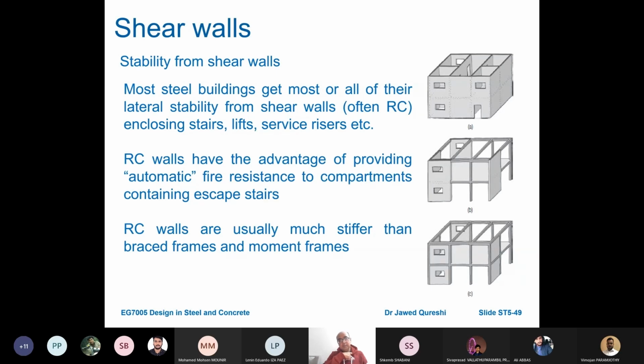They provide quite higher stiffness, and the reason is that the second moment of area is equal to BD cubed over 12. The depth of the wall is quite high. So if this is a shear wall, you can see that this distance is quite a lot as compared to the thickness of the wall. So that provides quite high stiffness.